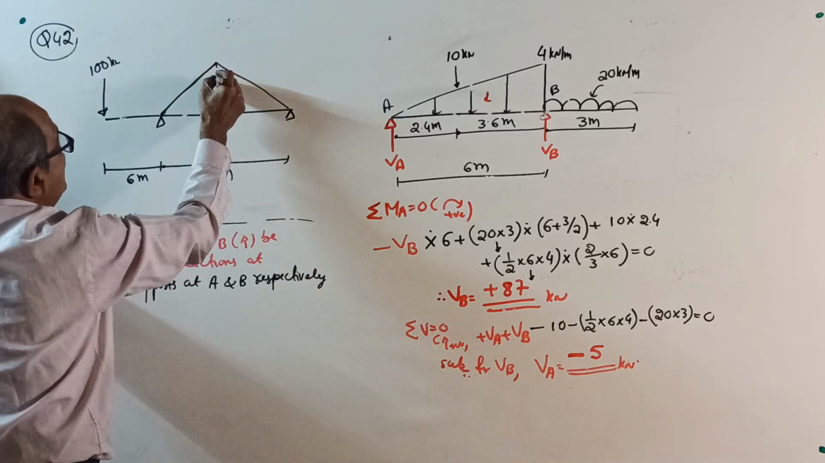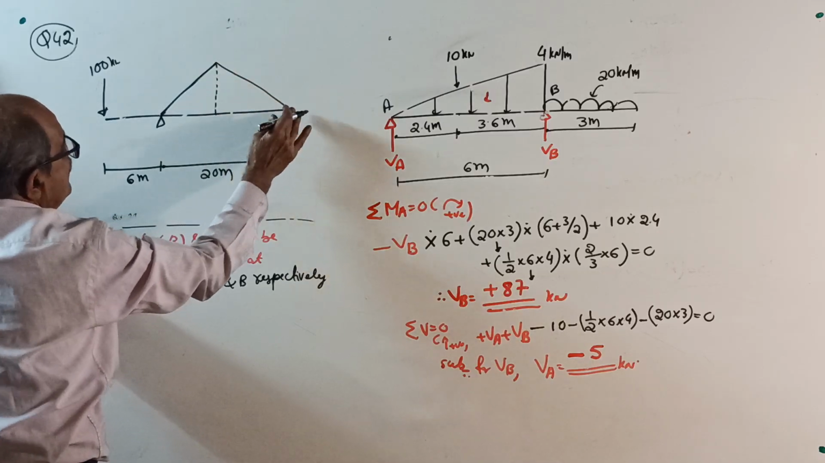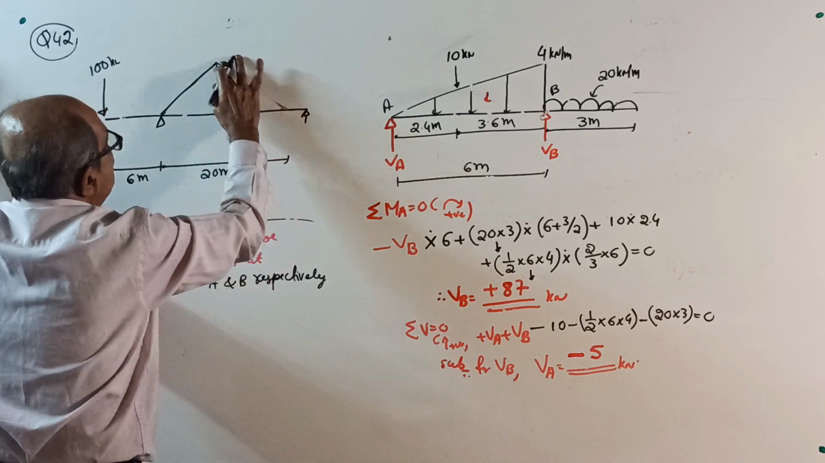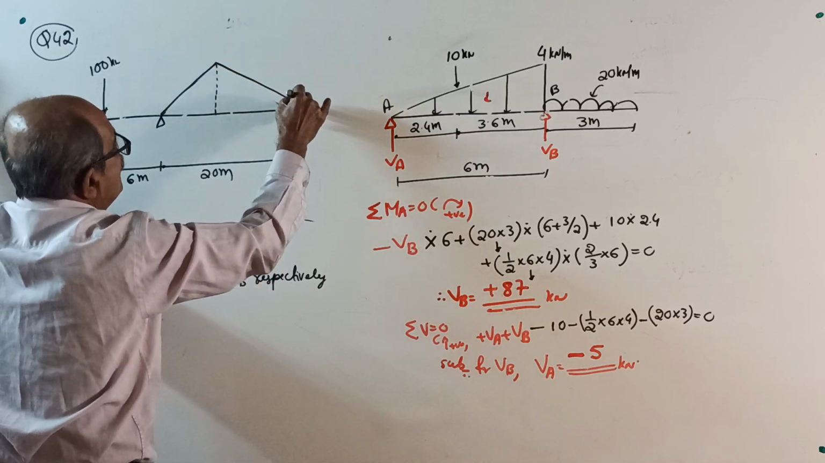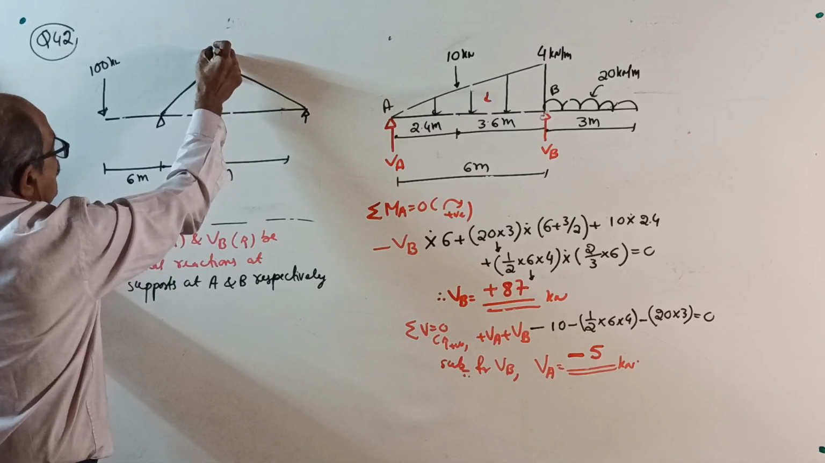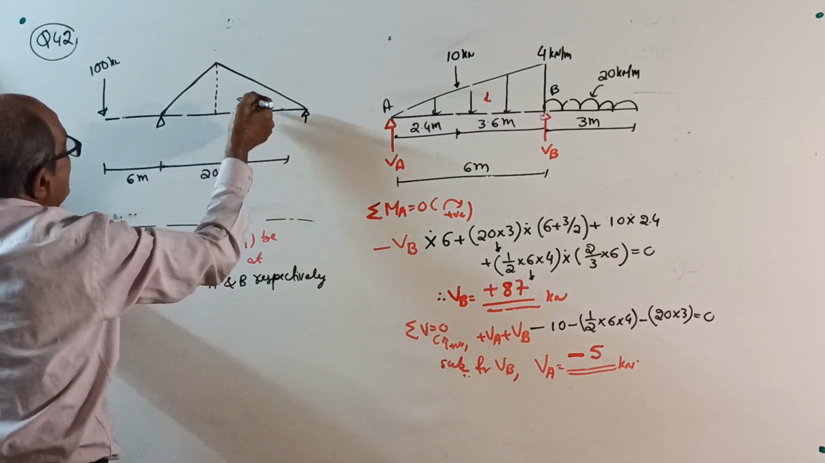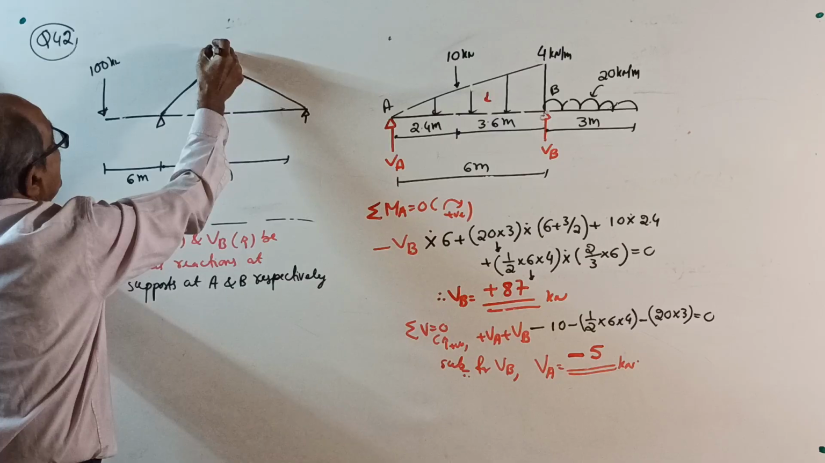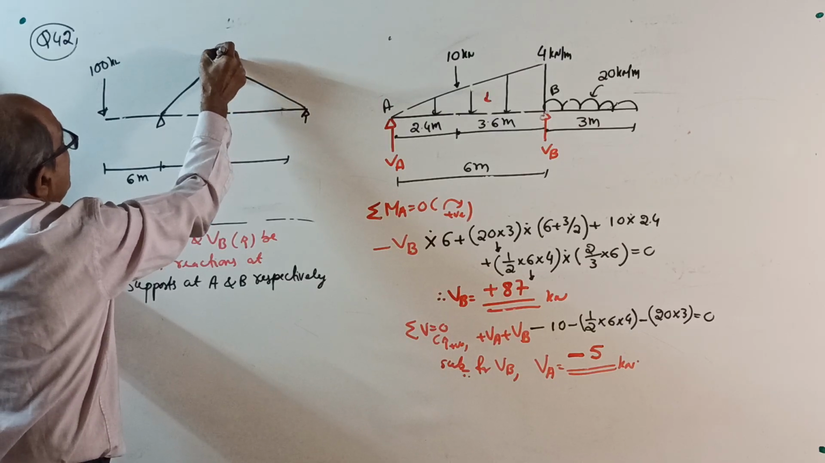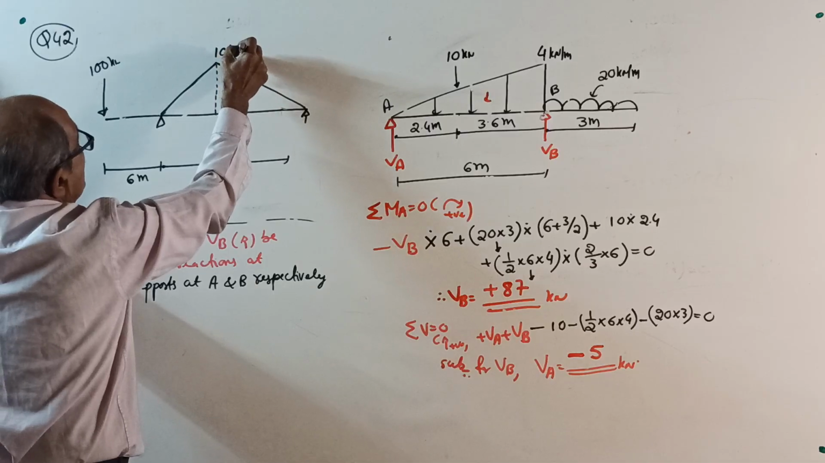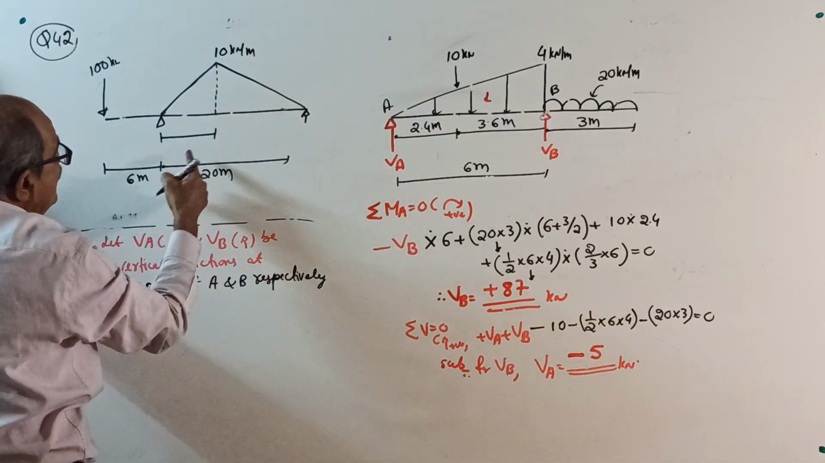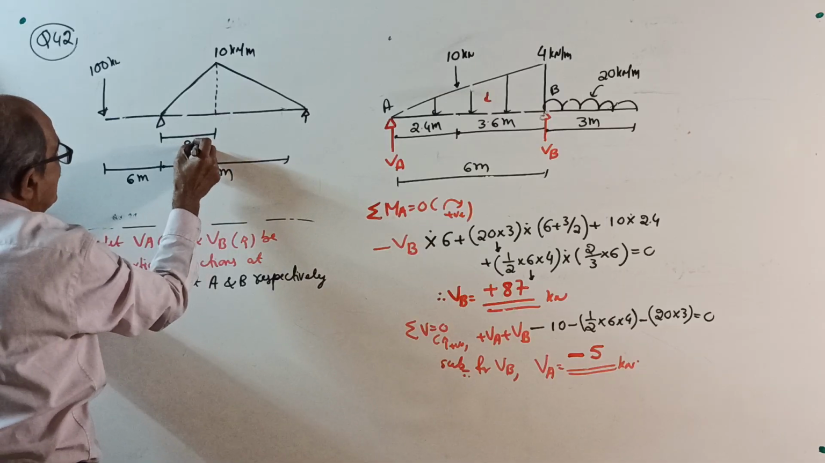So if it is 20, see here. A little bigger I require. So this is an important question now, suddenly important. This is 100 kilonewton, 10 kilonewton per meter here. And from here to here this is 20 meter, this is 8 meter.